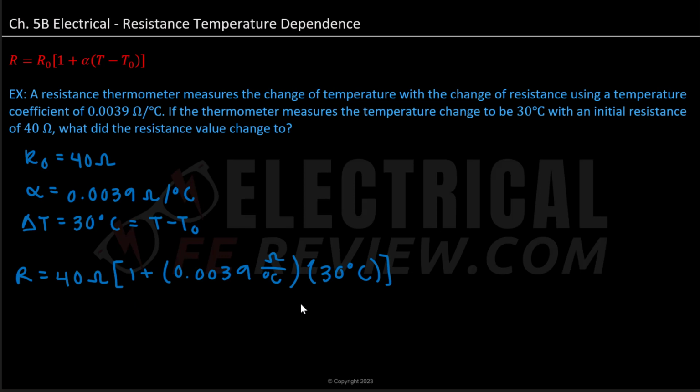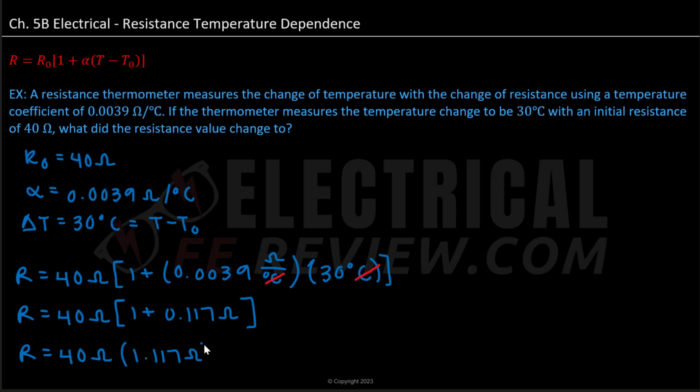So to start off, we can work first within our brackets and our parentheses. So we can get rid of our parentheses by multiplying. And so when we multiply these two values, we have 0.117 ohms. And that is because our degrees Celsius canceled out when multiplying. And we can now work inside the bracket by adding 1 plus 0.117 ohms. And so by adding, we have 1.117 ohms.